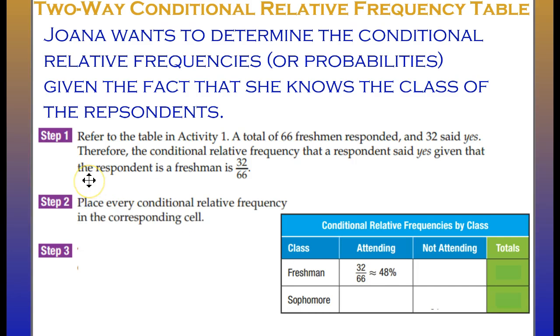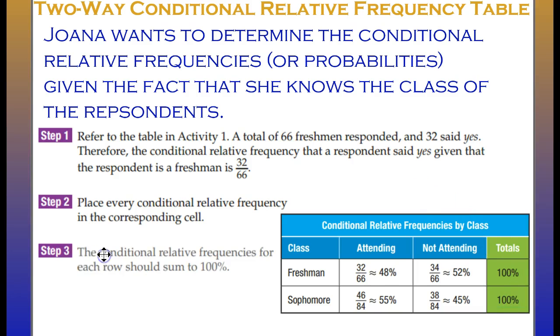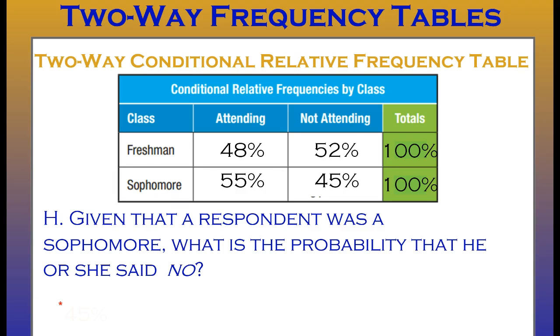Step 2, place every conditional relative frequency in the corresponding cell. So to save a little bit of time, I will put those in there for you. And that's what your chart should look like. So H says, given that a respondent was a sophomore, what is the probability that he or she said no? So sophomore that said no would be 45%.